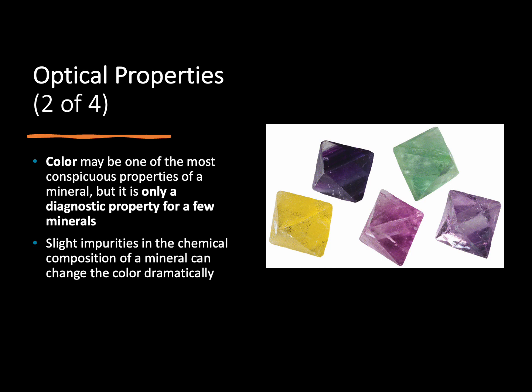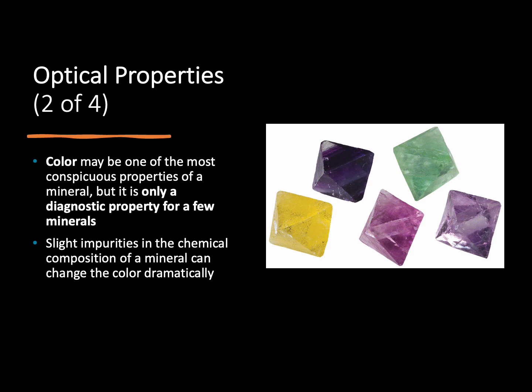But one of the first properties you might think about when you look at a mineral is what color. Here we're looking at 5 different minerals with very different colors to them. But color is one of those ambiguous properties that does not help us identify a mineral. And that's because it's not diagnostic.